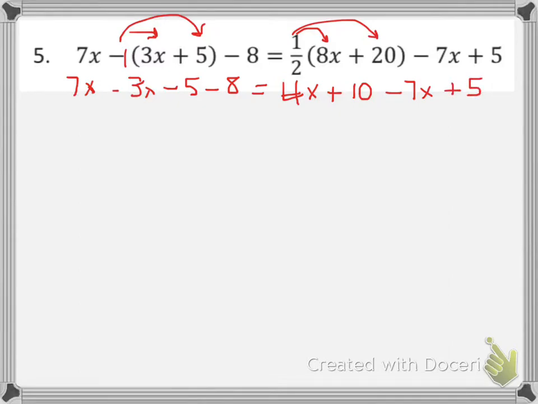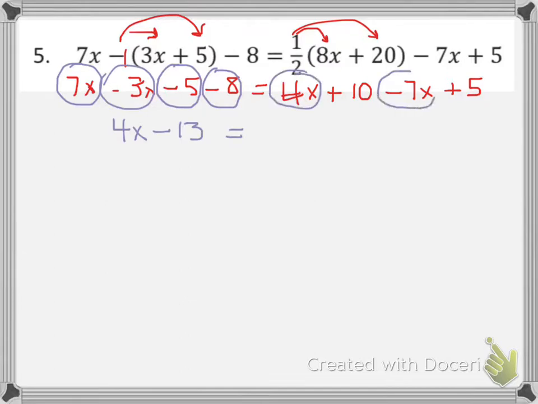Okay, next we're going to combine like terms. Let's see, on the left side I have a positive 7x and a -3x. That's 4x. All right, and then I have a couple of constants here, a -5 and a -8. Put those together, that's a -13. Is equal to, on the right side, I see a positive 4x and a -7x. That is a -3x. And then I see a positive 10 and a positive 5 that can go together. That's a positive 15.